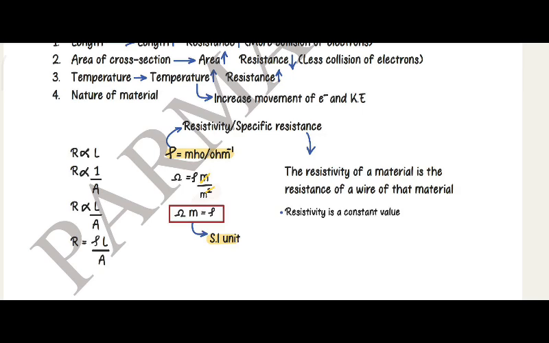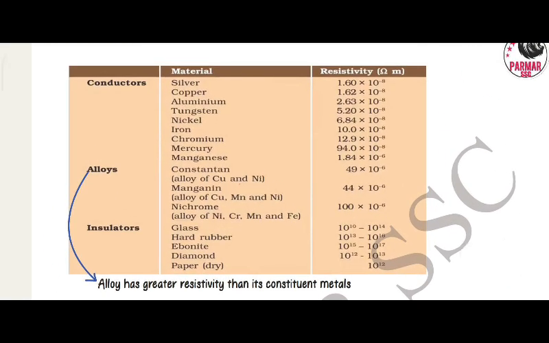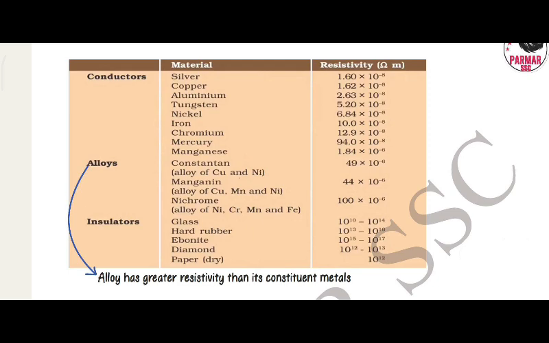Rho is equal to ohm times m, that is, ohm meter is the SI unit of resistivity, since ohm is rho m by m square. For example, for the conductor silver, resistivity is 1.6 × 10^-8 ohm meter.